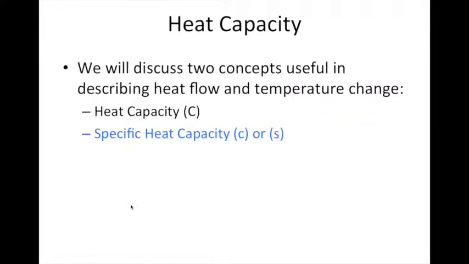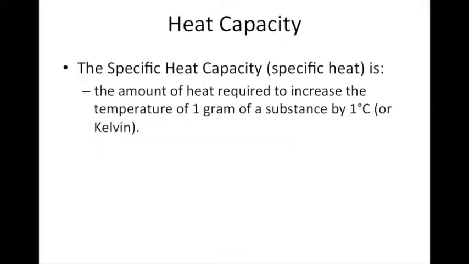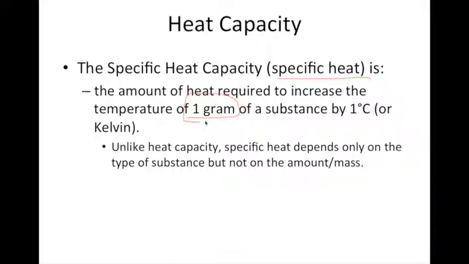Now let's look at our second concept that we want to discuss, which is specific heat capacity. The specific heat capacity, which is often called just specific heat, is the amount of heat required to increase the temperature of 1 gram of a substance by 1 degree Celsius or Kelvin. So it's very similar to heat capacity, but here it's always 1 gram of a substance that we're referring to.